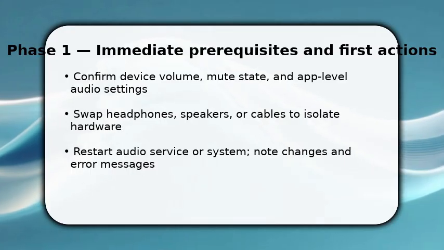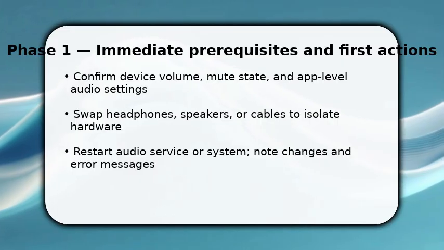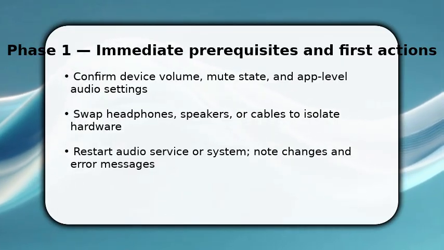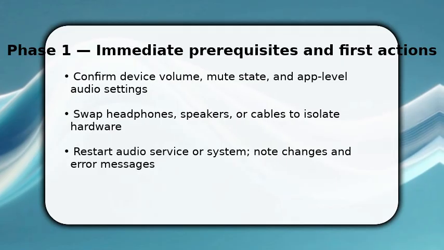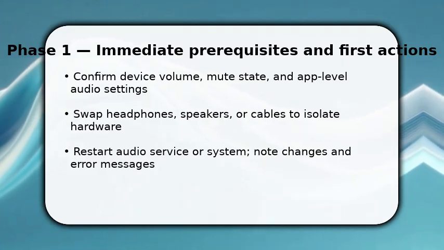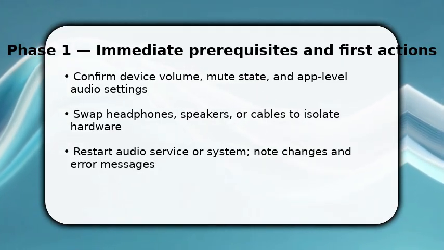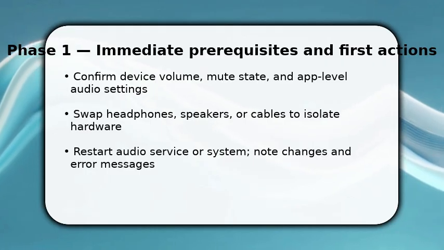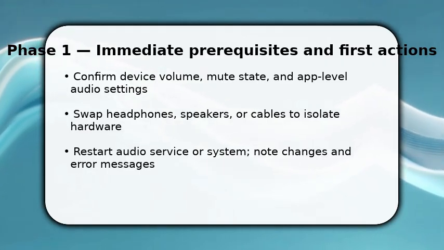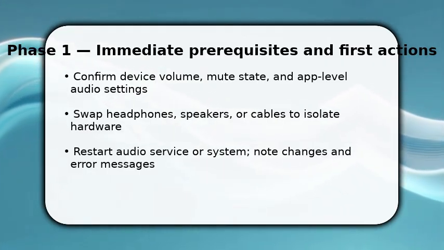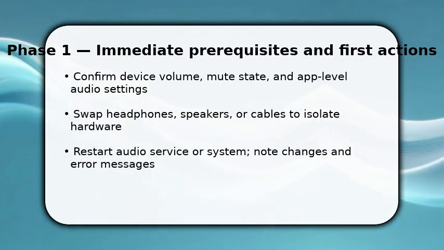You start by confirming the essentials and then act. Check device volume, mute, and app audio. Once done, swap headphones or speakers and test to isolate hardware versus software. If you see no sound, restart the audio service or the system and note any error messages. Make sure to use a different output and reproduce the fault so you have a controlled test case. This saves time in the next, deeper steps.